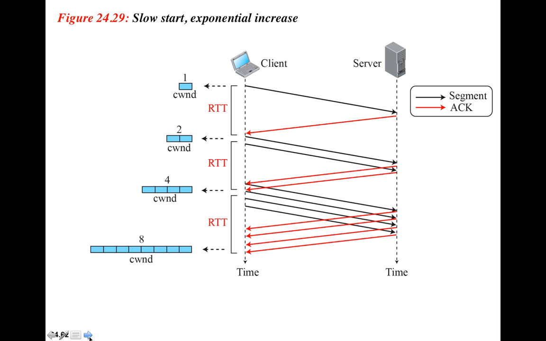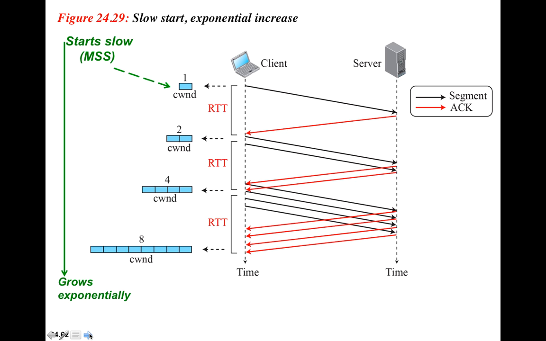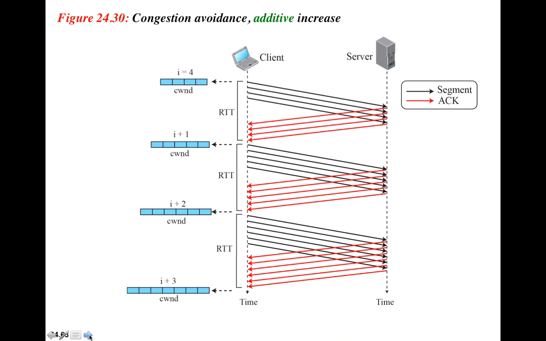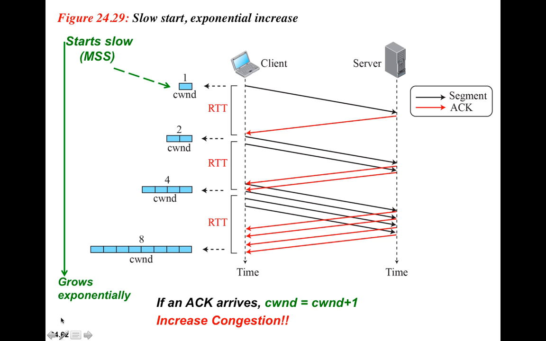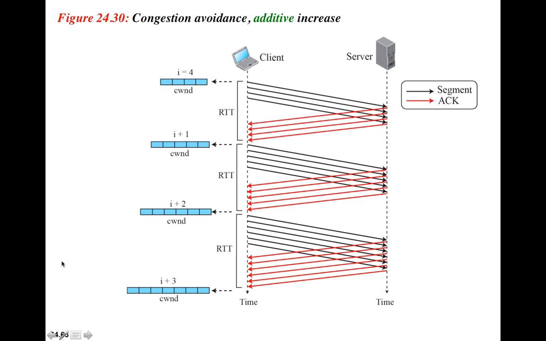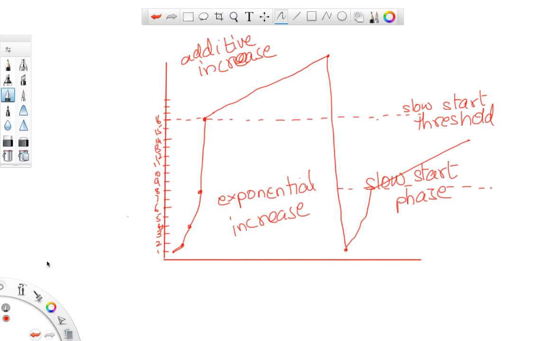So this is slow start, exponential increase. And this is the congestion avoidance phase, which is additive increase. So this phase is called congestion avoidance.